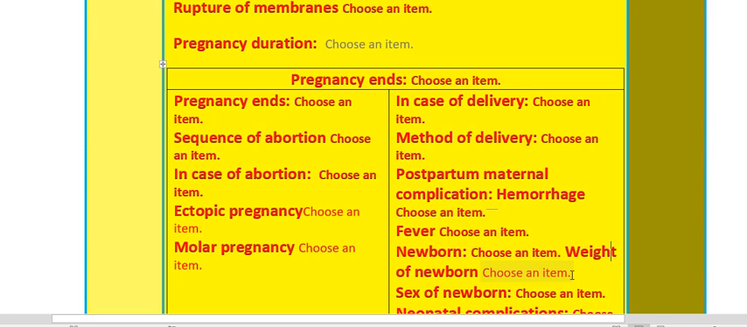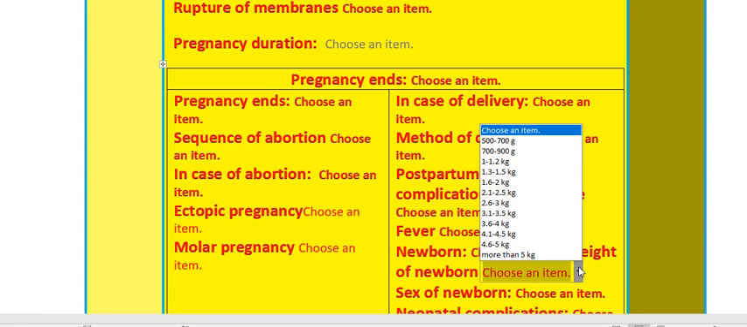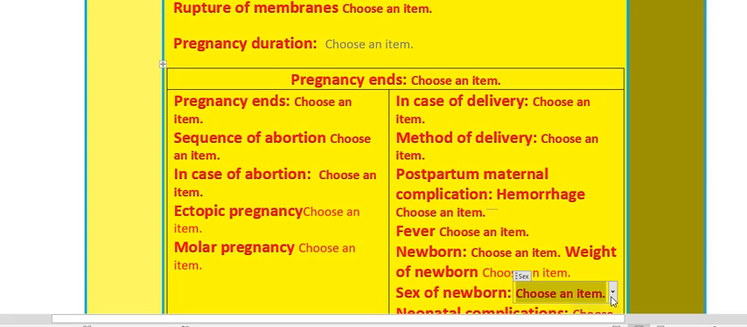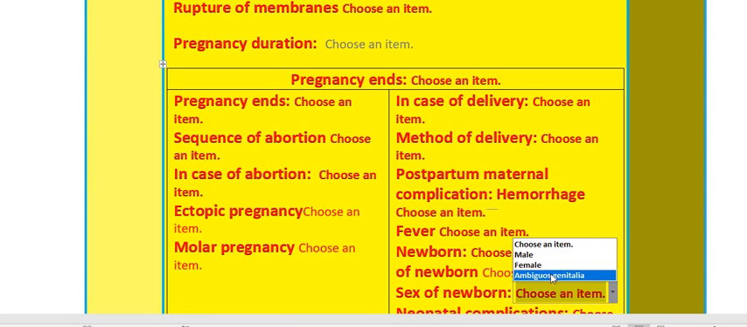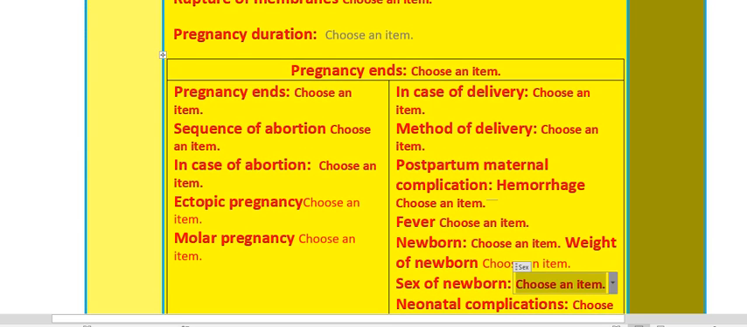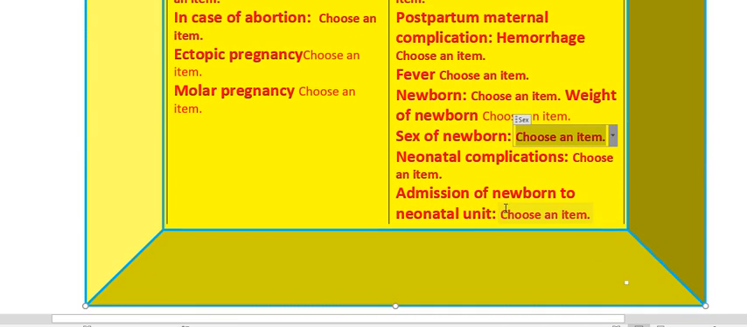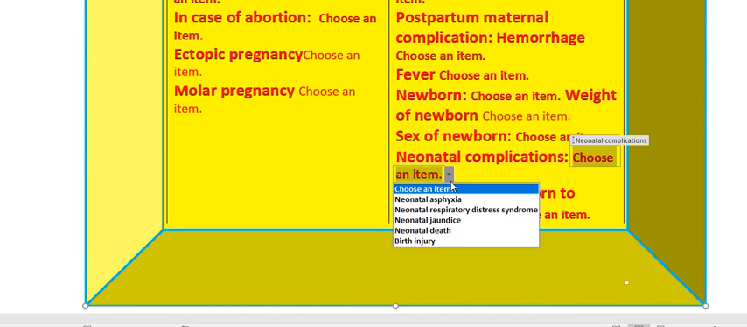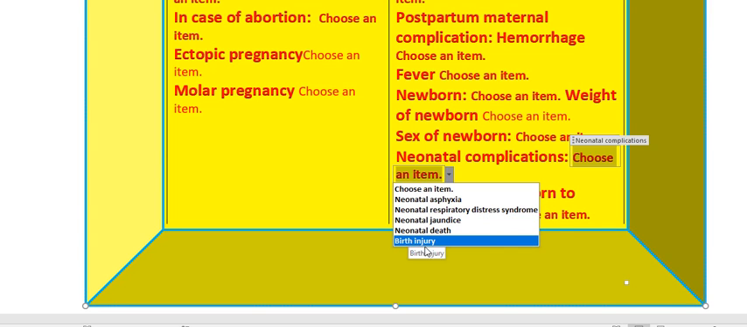What is the weight of this baby? And what is the sex of this baby? Male or female or ambiguous genitalia. And what about the neonatal complications? Yes, neonatal asphyxia, neonatal respiratory distress syndrome, neonatal jaundice, neonatal death, birth injuries.